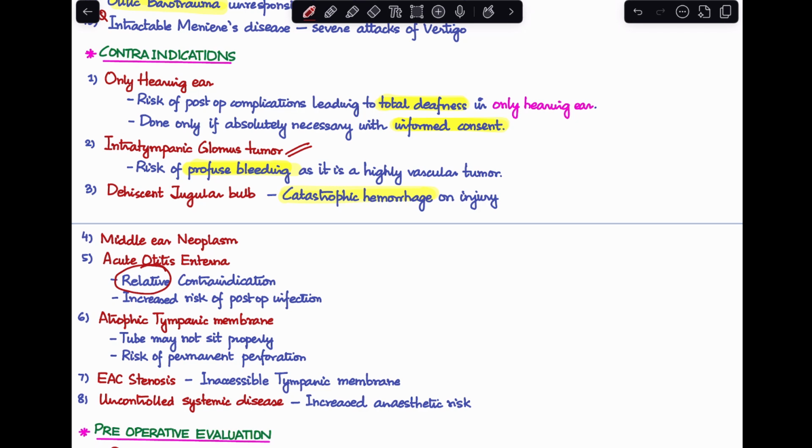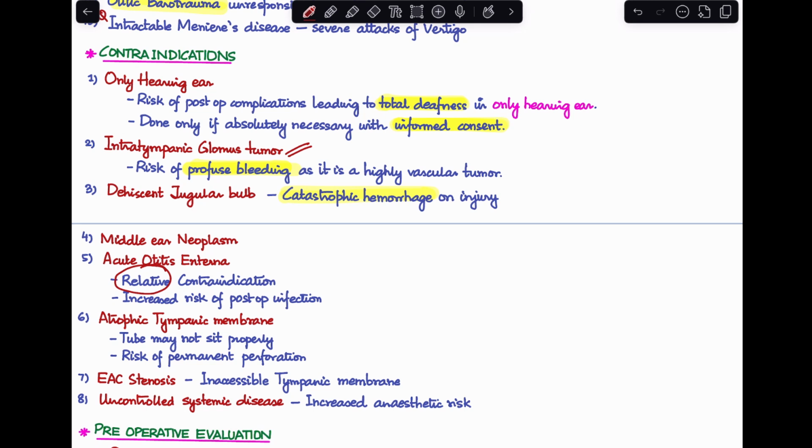Next is if there is an external auditory canal stenosis. If the external auditory canal is very narrow, you will not be able to access the tympanic membrane. So, obviously it becomes a contraindication because you cannot access the tympanic membrane to put in the Grommet. Last of all, any uncontrolled systemic disease like hypertension, diabetes mellitus, etc. In these cases, you also pose an increased anesthetic risk and even an increased operative risk. So, these are all our contraindications which we should keep in mind when we are planning for a case of myringotomy with Grommet insertion.